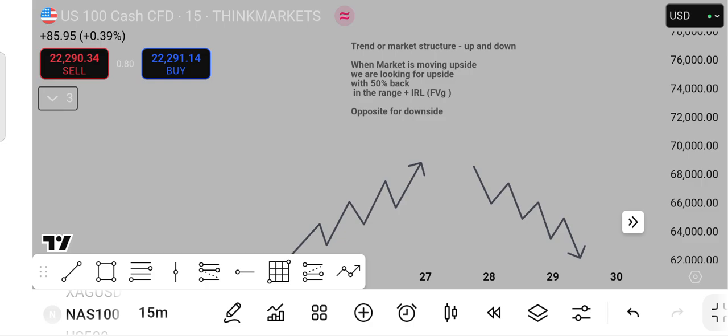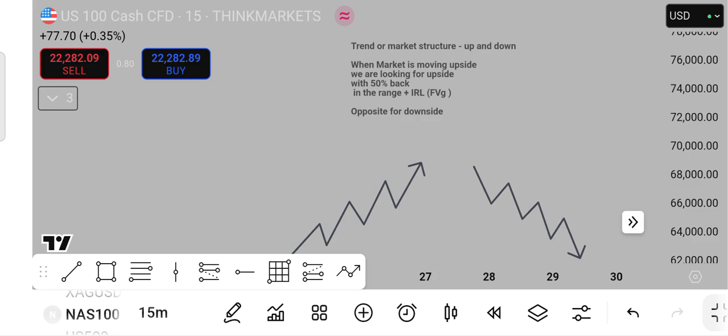Okay, up and down. Market structure or trend moves upward or downward. Simple as that. When market is moving upside, we are looking for upside. Similarly goes for downside. When market is moving downside, we are looking for downside move, with a 50% range in it, or you can say equilibrium.